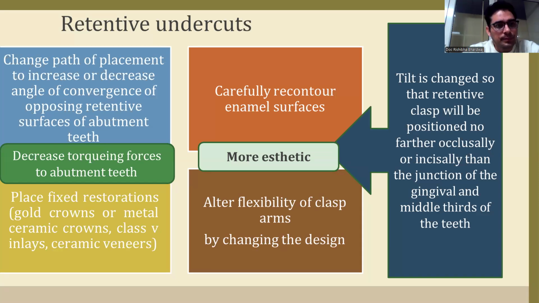Retentive undercuts change a path of placement to increase or decrease the angle of convergence of opposing retentive surfaces of abutment teeth, decrease the torquing forces to the abutment teeth, or place fixed restorations, gold crowns. Carefully, we recontour the enamel surfaces, and alter the flexibility of the clasp arms by changing the design. Tilt is changed so that the retentive clasp will be positioned no further occlusally or incisally than the junction of the gingiva and middle third of the teeth.